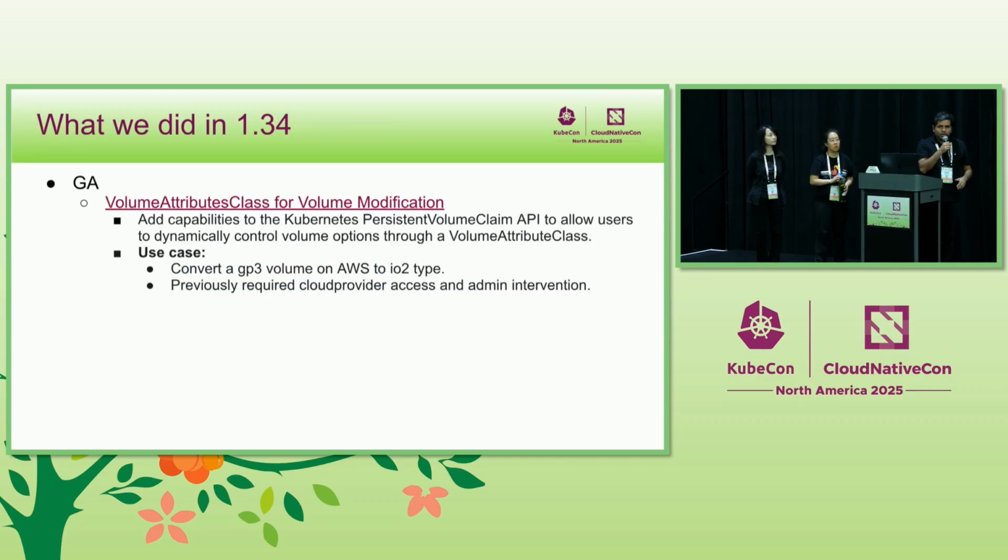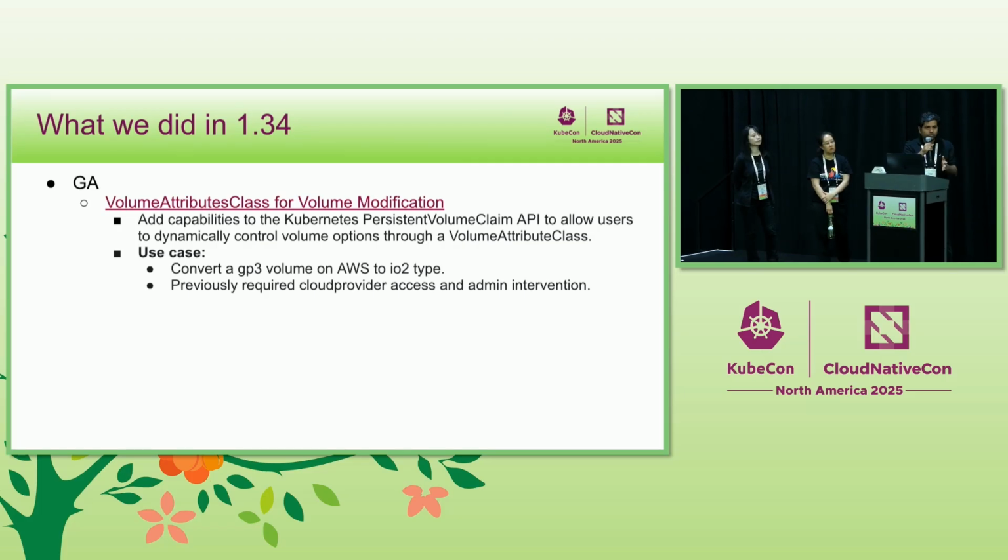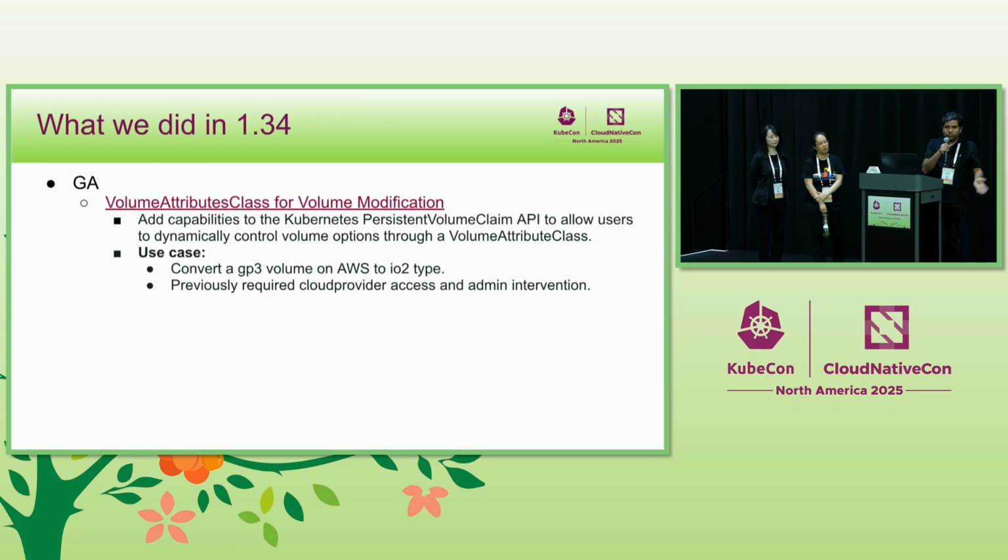One of the other features that we GA'd in 1.34 is volume attribute class. The idea is that let's say you're running on AWS and you want to convert a GP3 volume to IO2 because your application needs more performance, more IOPS, more throughput. Previously, it was hard. You had to go open the AWS console and do this, and it was tedious.